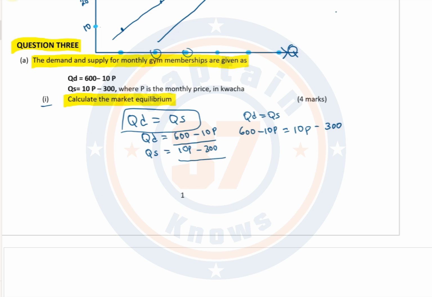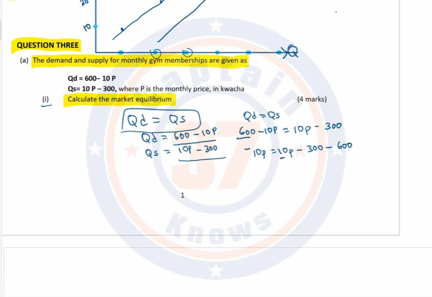So what are we going to do? We are going to move this 600 to that side. If we take it across, we're going to remain with negative 10p is equal to 10p minus 300 minus 600. It changes from being a positive to a negative when it crosses over, like you already know. This is stuff you probably remember, or you haven't done in a while. I'm going to help you out. We're not yet done.